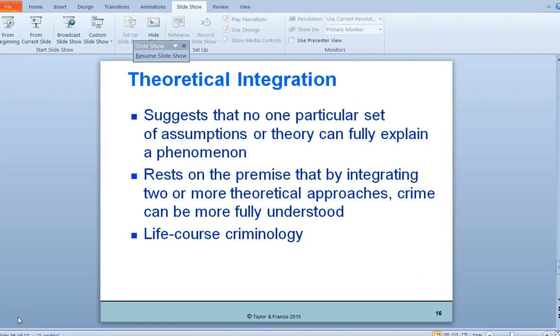The theoretical integration that we've been talking about suggests that no one particular set of assumptions or theory can explain a phenomenon. It rests on the premise that by integrating two or more theoretical approaches, crime can be more fully understood, and it discusses life course criminology. So integrating a number of different theories can help us explain a lot more types of behavior.